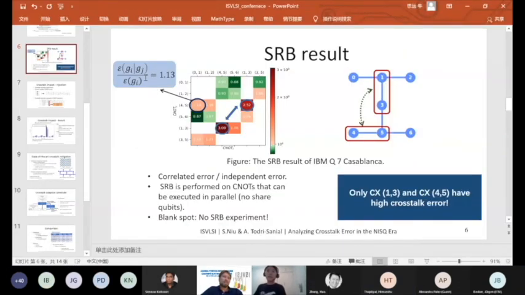Okay, so here we use the ratio between the correlated error and the independent error to quantify the crosstalk. We use this ratio to quantify it.